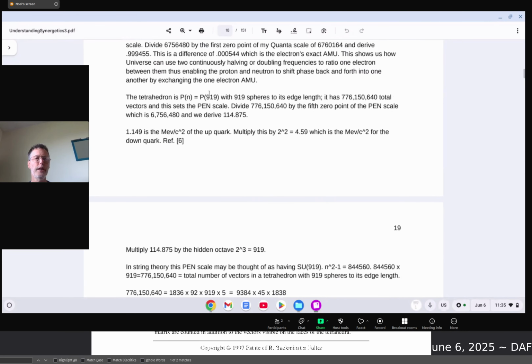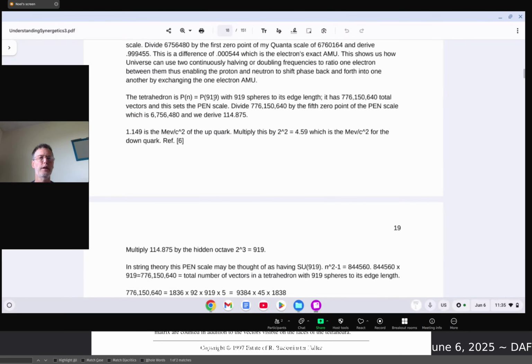Now, when the tetrahedron has 919 spheres to its edge length, it has 776,150,640 total number of vectors. When you divide those total number of vectors by the same fifth zero point right here that I showed of the Penn scale, that equals 114.875. And that's basically identical to the mega electron voltage of the up quark. There's a huge margin of error ratio on those. And this is from Andre McCaw's work.